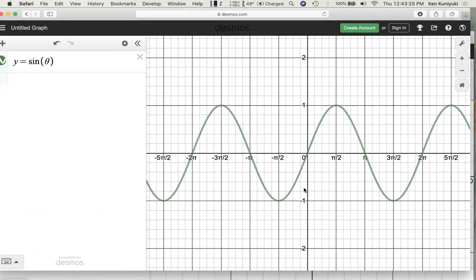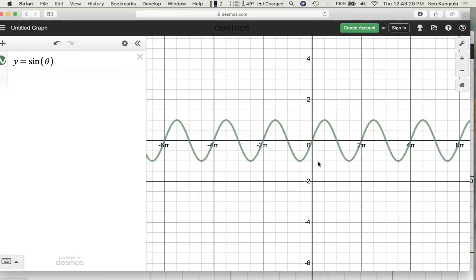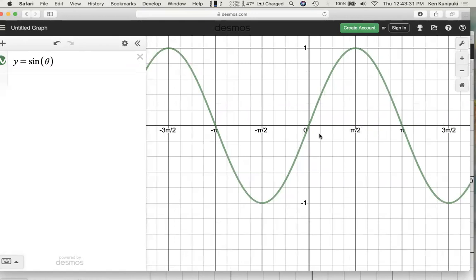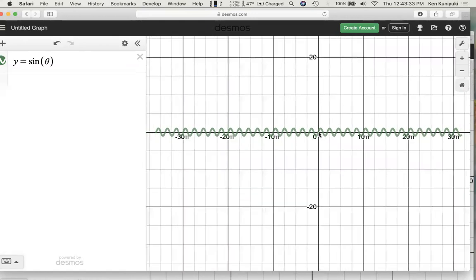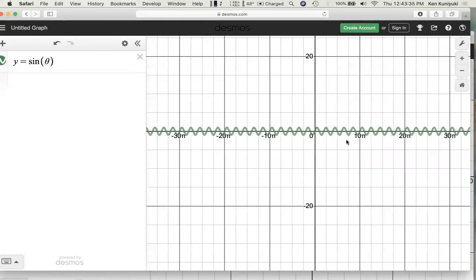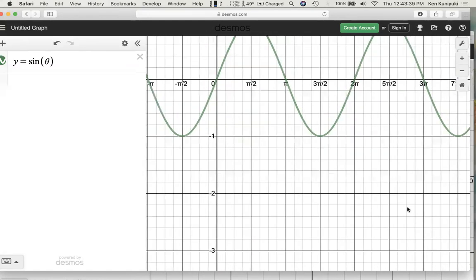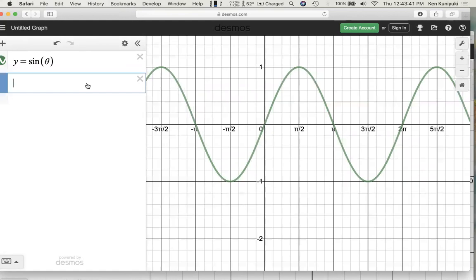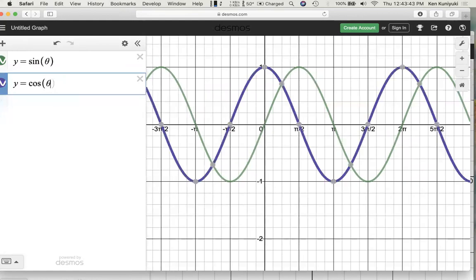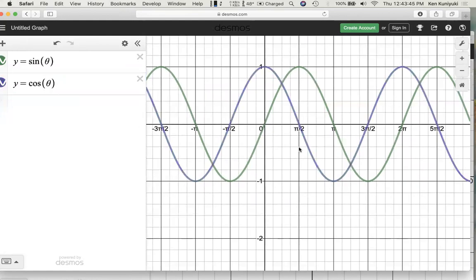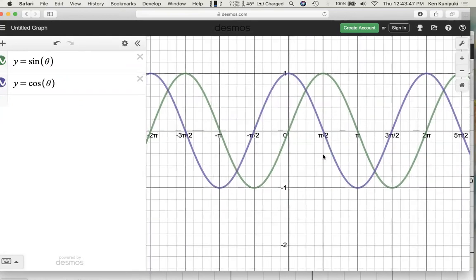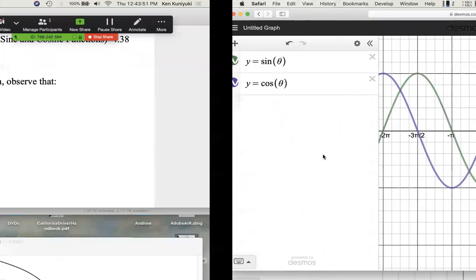What about the range? The y coordinates we pick up? Only the real numbers between -1 and 1. Even if we zoom out, we're just wobbling between -1 and +1. All right. Same for y equals cosine of theta. That's just a horizontal translation of the sine graph. Same domain, all reals, same range, still from -1 to 1.